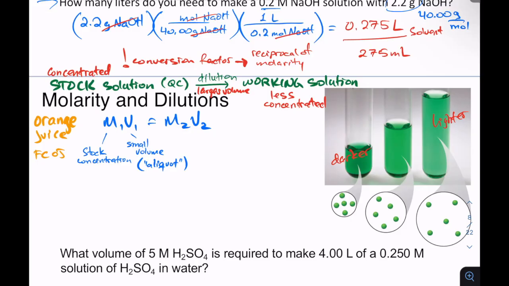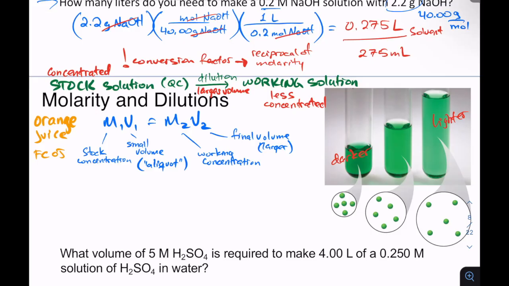So the dilution is going to give us a new concentration. So this is our working solution concentration. And of course, this is going to be our final volume. It's not the small volume of an aliquot, it's the final volume. This is our working solution, right? This is usually going to be larger than the aliquot that we started with.